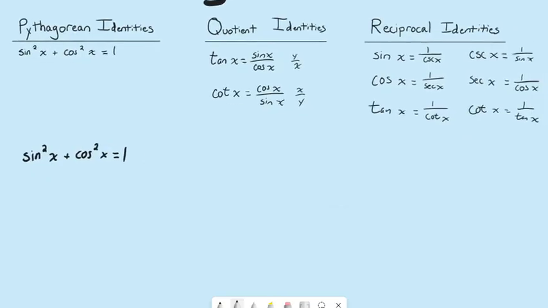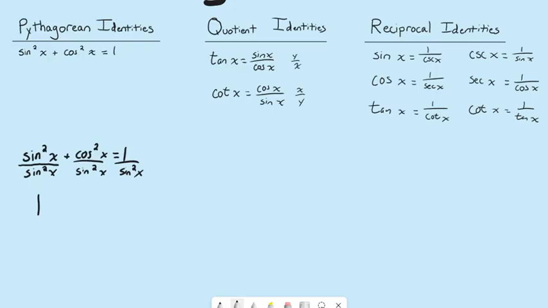Okay, so what I'm going to do is, if I divide everything in this expression by the same value, I'm not changing the value of the expression. So let's start by dividing everything here by sine squared x. Sine squared x and sine squared x. Okay, now sine squared x over sine squared x is just 1, so I'm going to simplify that to 1.